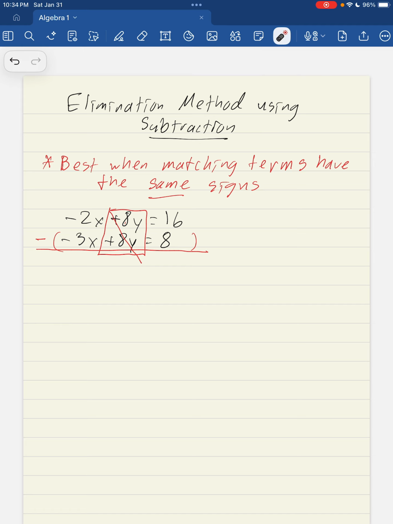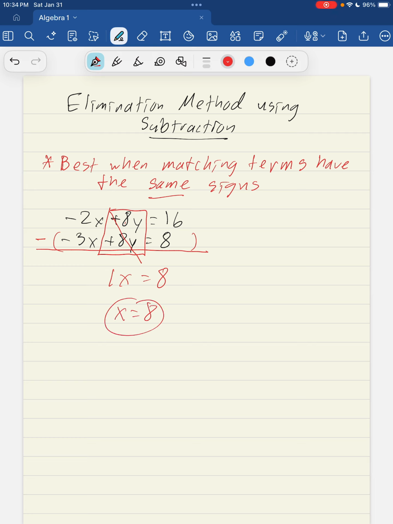We do have to be aware of this double negative situation, guys. So we go negative 2 minus negative 3. Okay, negative 2 minus negative 3 is a positive 1x. And then 16 minus 8 is just an 8. That's just going to be x equals 8. And we're halfway done with the problem.